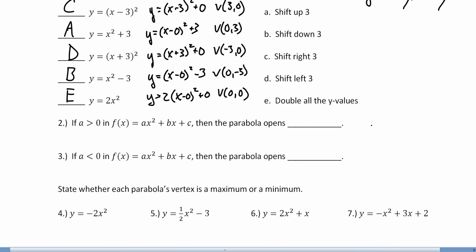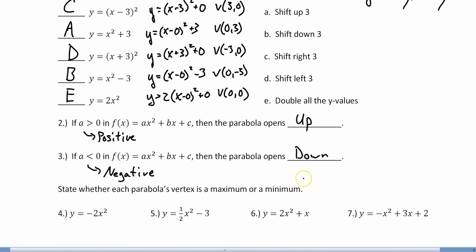The next one says, if a is greater than 0, in other words, if a is a positive value, then does the function open up or down? Well, if a is positive, then it opens up. And then the next one, if a is less than 0, in other words, if a is negative, then the parabola is going to open down. Most students remember that a being positive opens up and a being negative opens down. The thing that we tend not to realize is that a greater than 0 means positive and a less than 0 means negative. That's just the mathematical way of saying it.